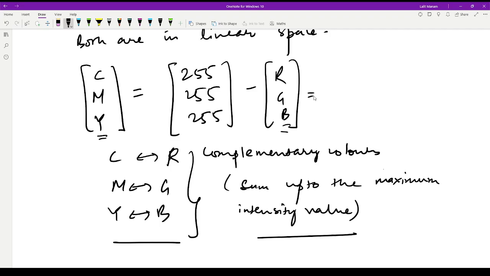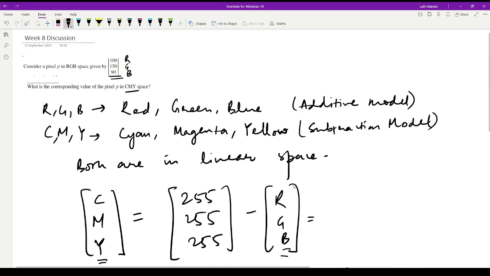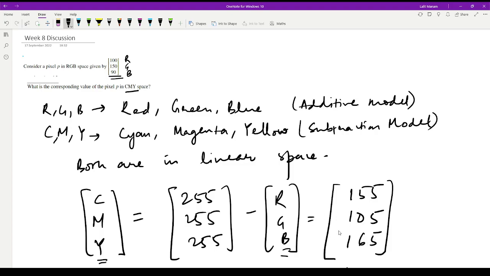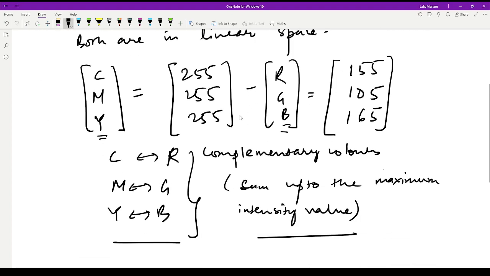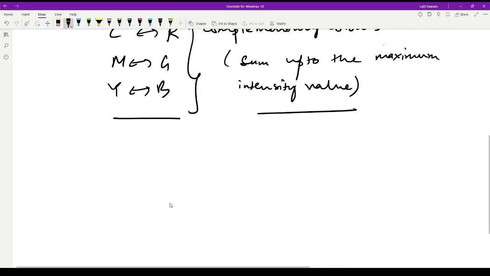Okay, so for this question, it's pretty simple. We have RGB as 100, 150, 90, which gives us what? 255 minus 100 is 155. 255 minus 150 is 105, and 255 minus 90 is 165. So this is the answer. It's pretty simple, but we should try to visualize it slightly more.